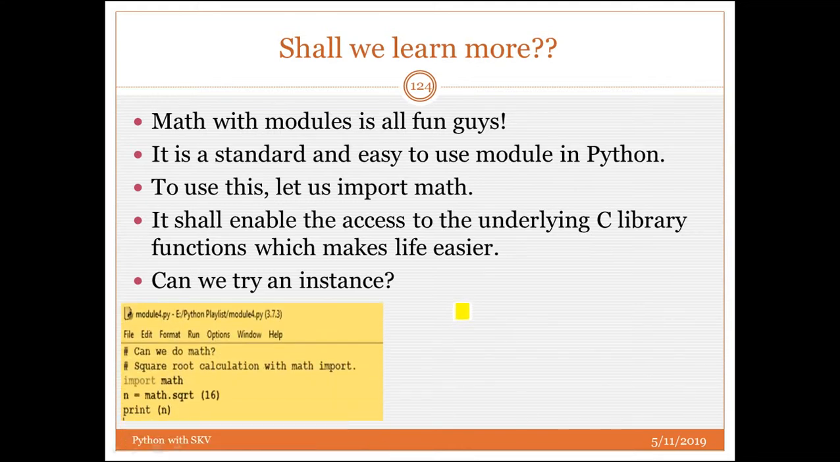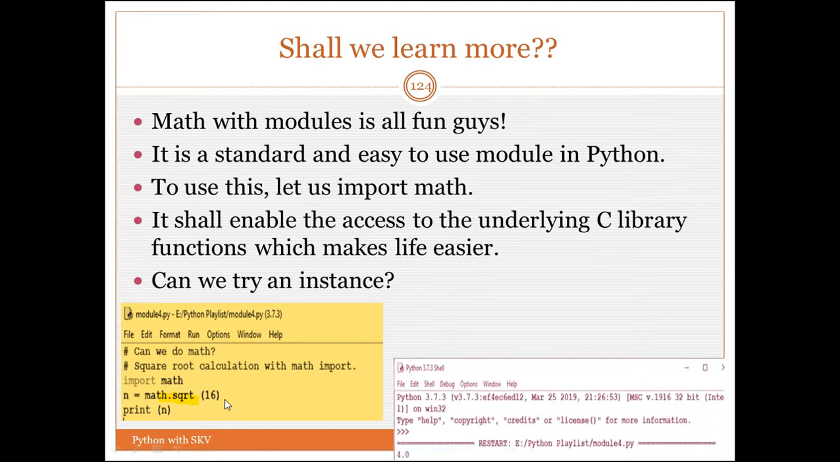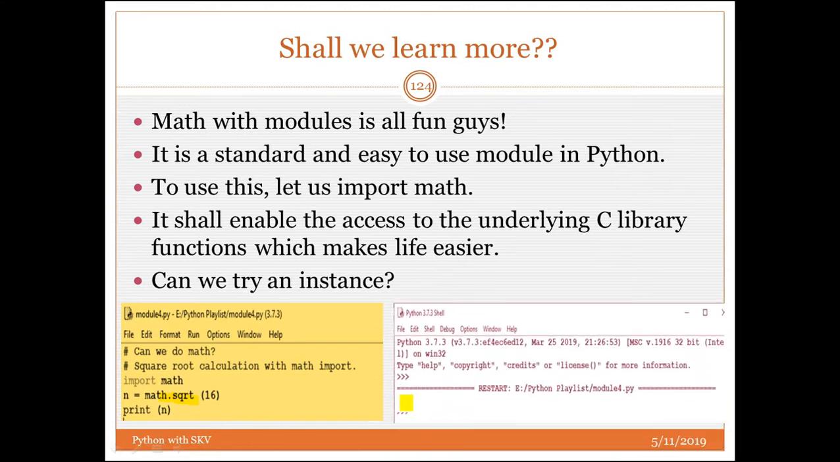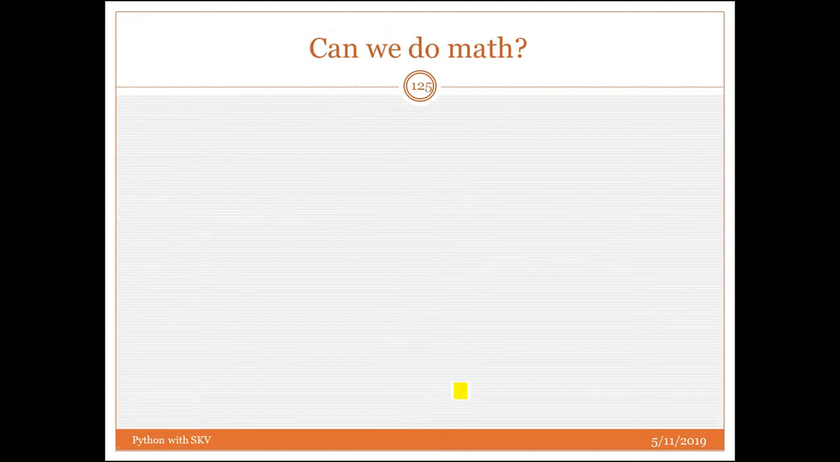We are going to try an example right now. import math, n = math.sqrt(16), print(n). sqrt is nothing but square root. What should be the output? 4. Very simple. I did not use any logic, but I used math import. I imported the math module. I used sqrt from the math module. I gave the input as an argument. I got the output here. Can we see more?